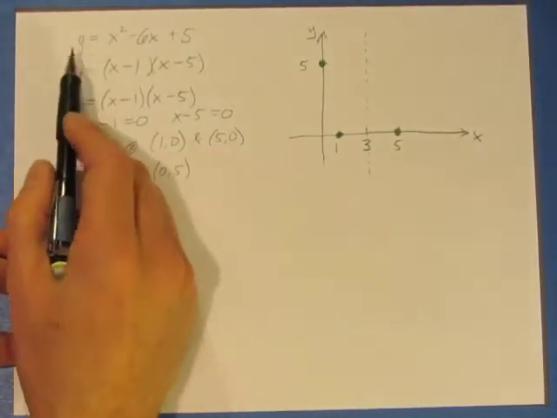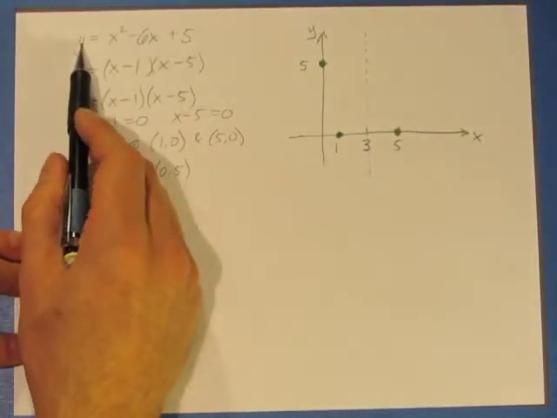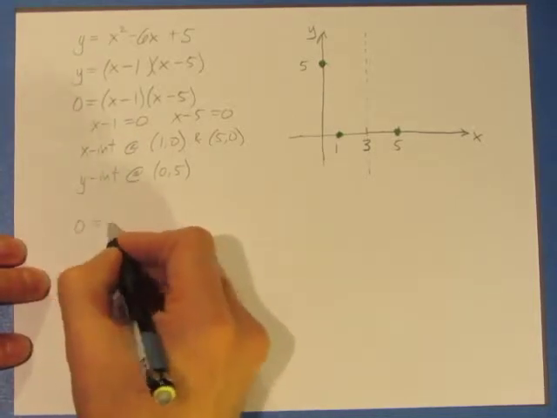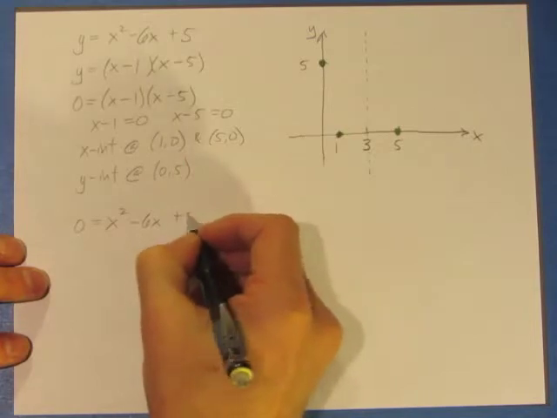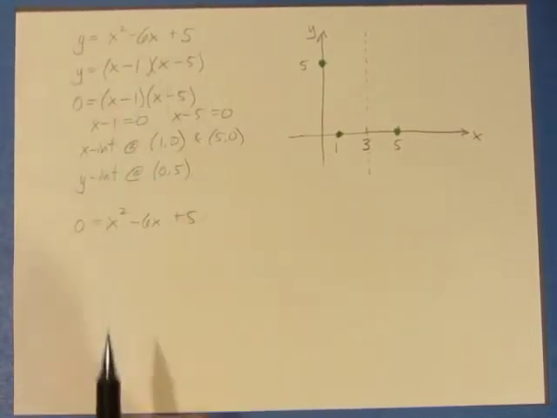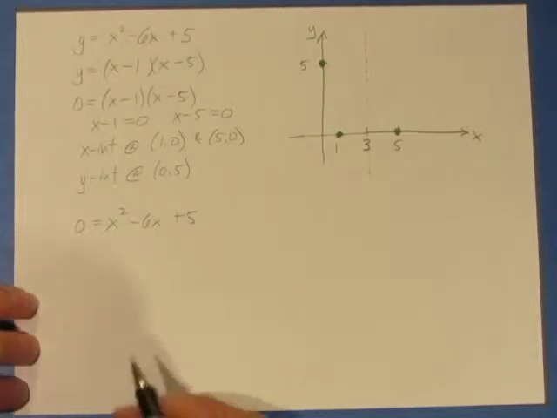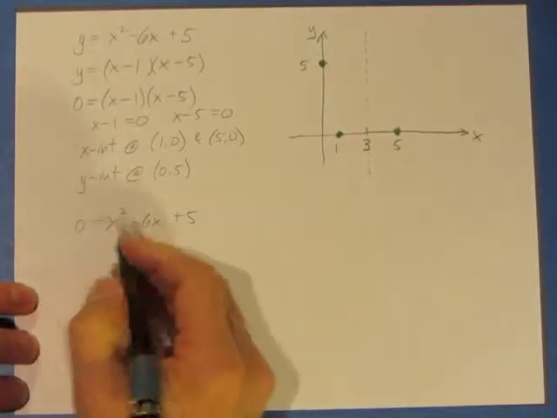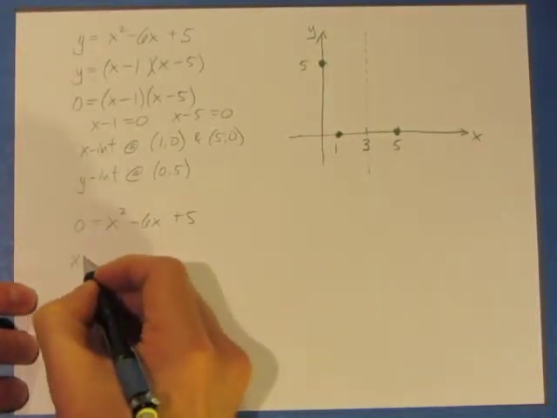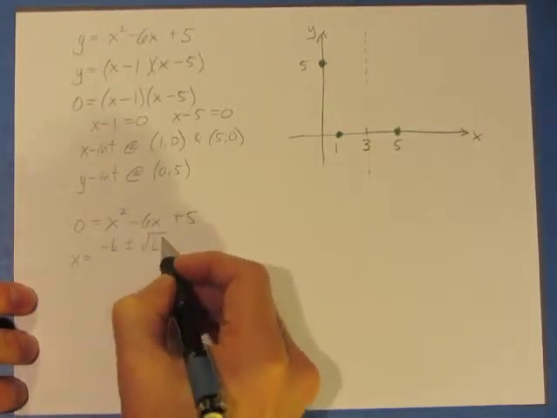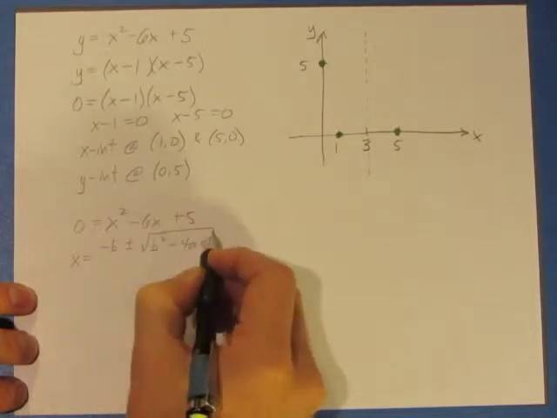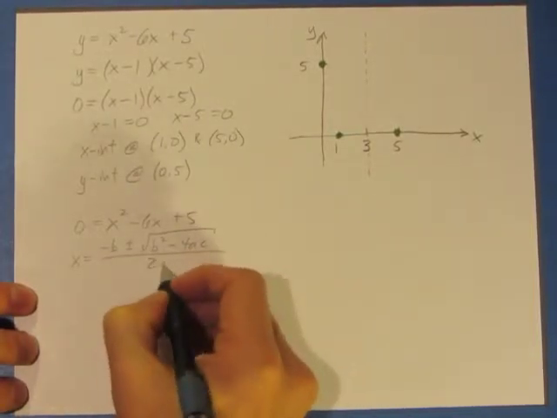this formula. So let's set y equal to 0 here, and let's make this x squared minus 6x plus 5. Okay, so we were able to factor this one, but if we weren't able to do that, then what we would want to do is use the quadratic formula. Make sure you got 0 here, and then we could use the quadratic formula, which is this: x equals negative b plus or minus the square root of b squared minus 4ac, all divided by 2a.